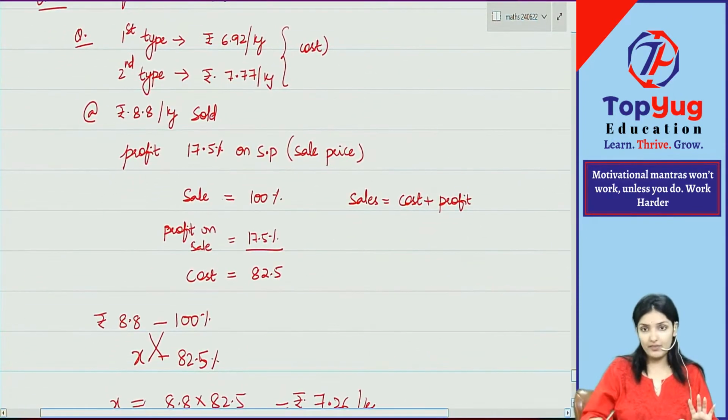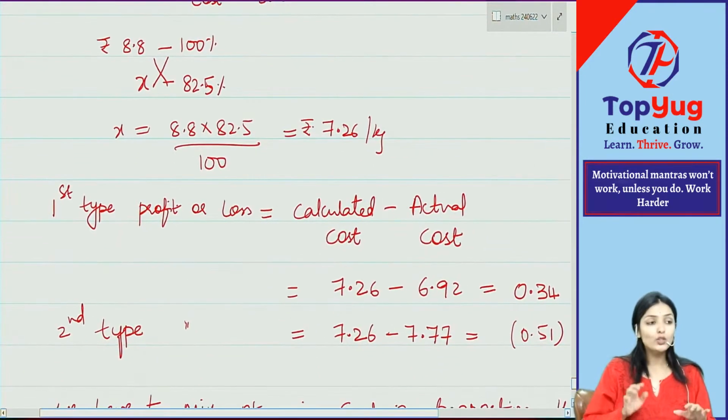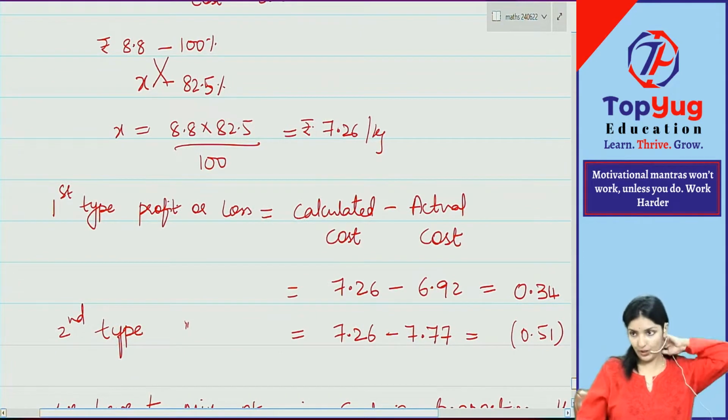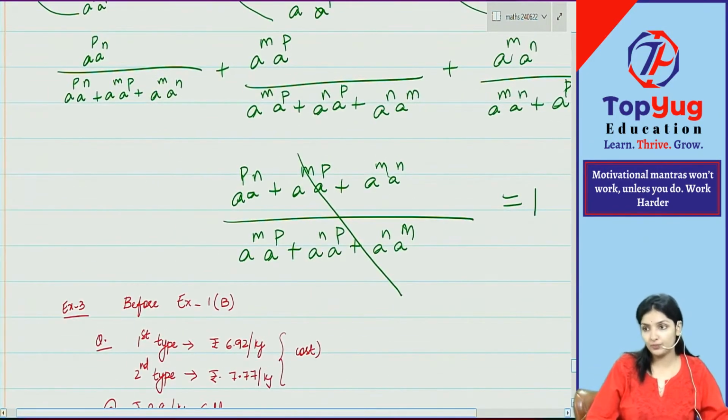Two quantities are given, and you know that's a tea shop. So they are mixing two different types of teas and then selling it. The selling price is 8.8 and the profit they are earning on the selling price is 17.5%. So basically what is the cost percentage? 82.5% is the cost percentage. So we have calculated the cost. Now first type, what is the cost? 6.92. So anyhow we are getting profit on that.